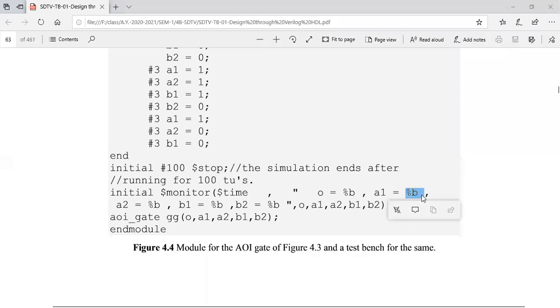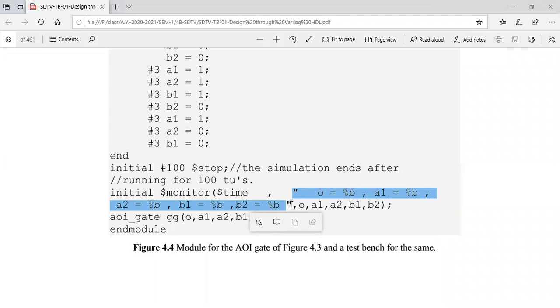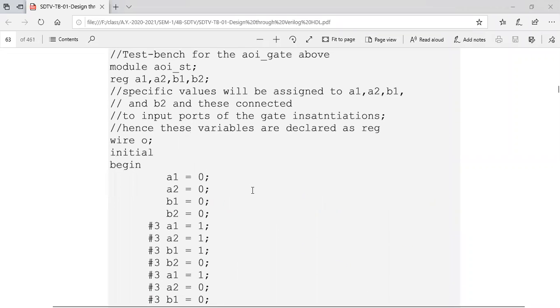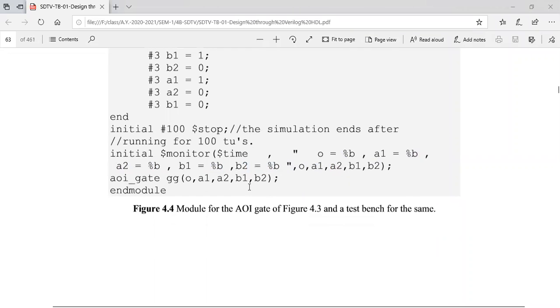It is also percentage B, that is also a binary one. A2 is a binary. B1 is a binary. B2 is a binary. So we want to give some indication of whether they are binary or decimal or any other type. That we have to mention there. These are in the same order we had to write here: outputs followed by the inputs, what we have mentioned in the main program, the same thing.